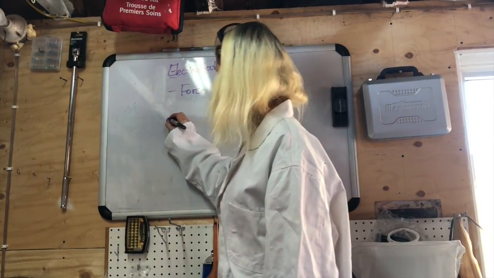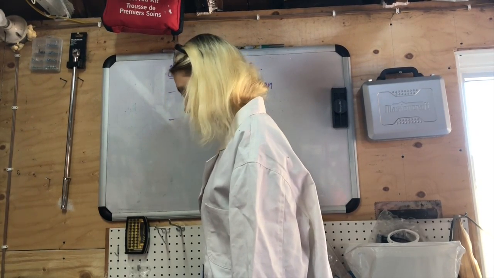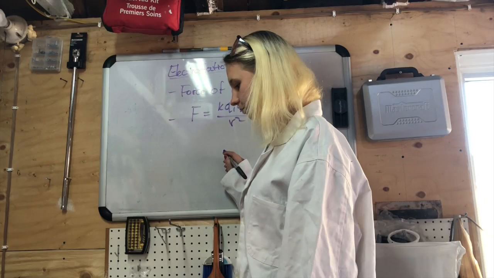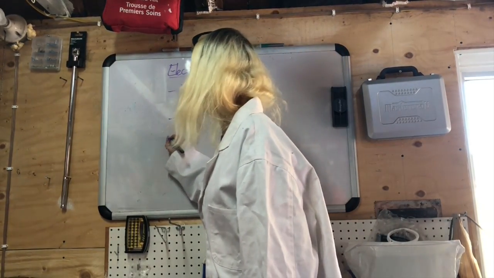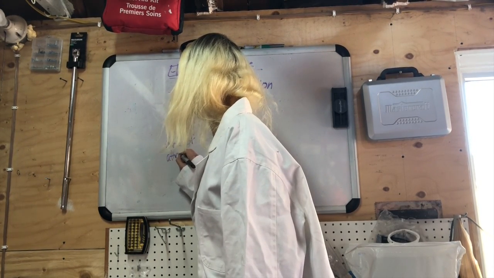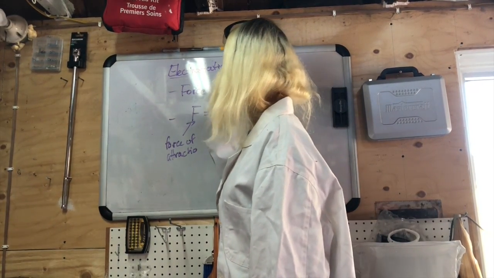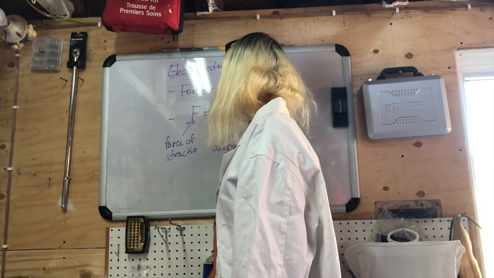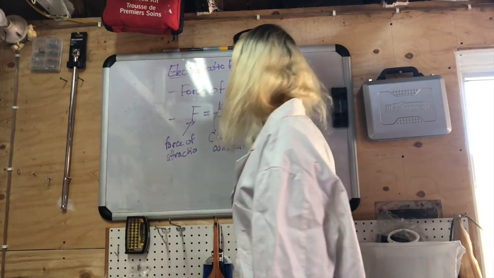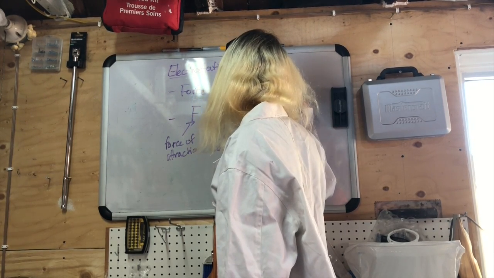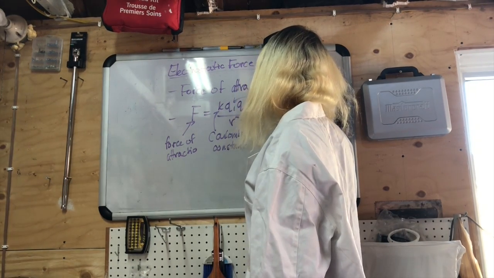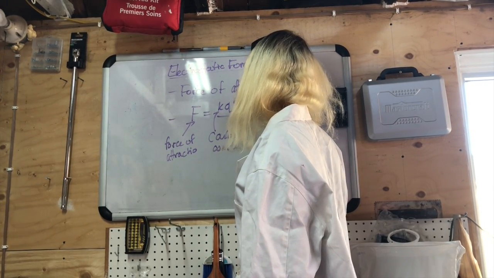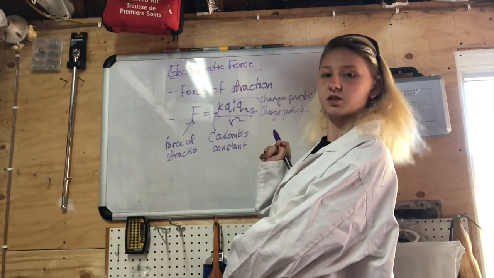This force can be modeled by the equation F is equal to K Q1 Q2 over R squared, where F is the force of attraction, K is Coulomb's constant, Q1 and Q2 are the charges of the two particles, and R is the distance between the particles.